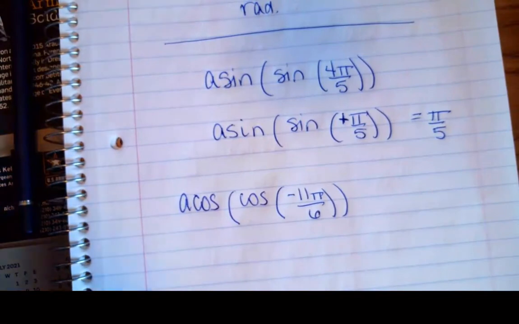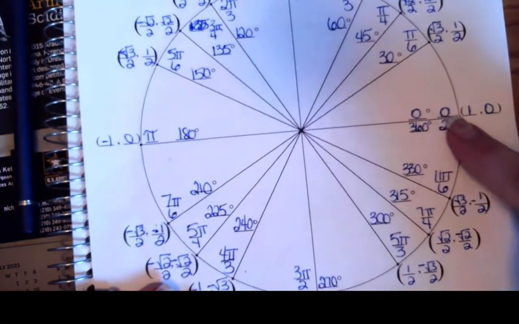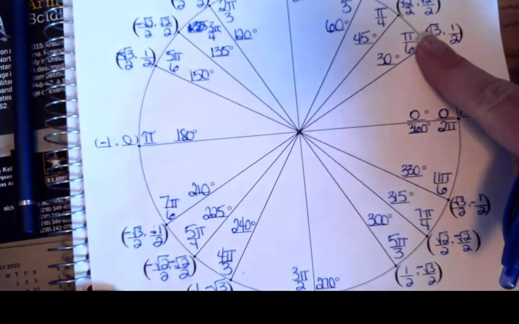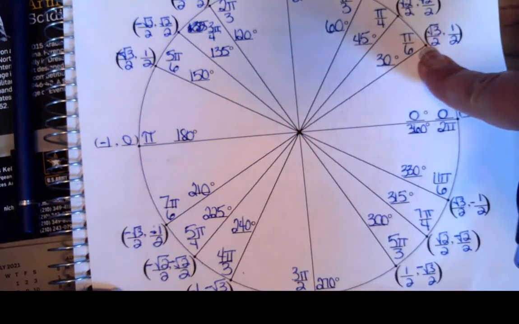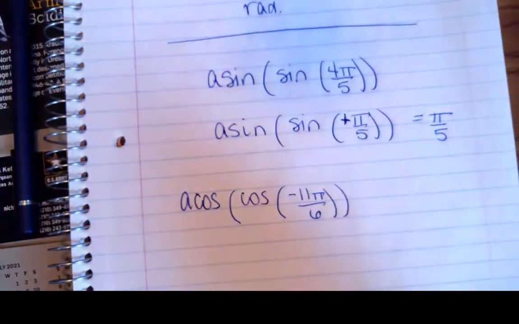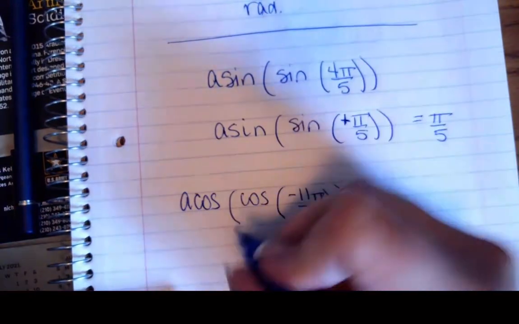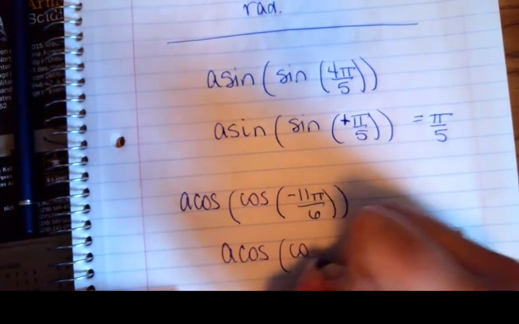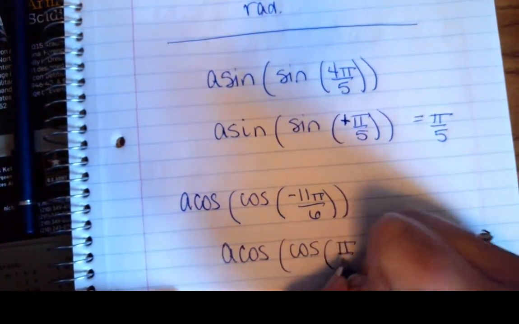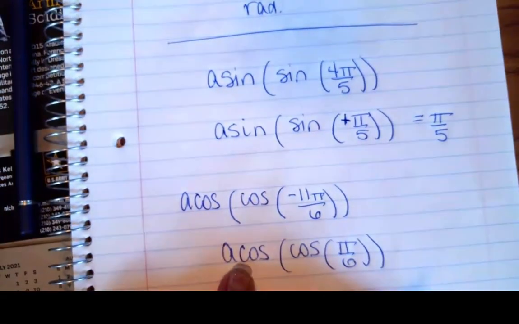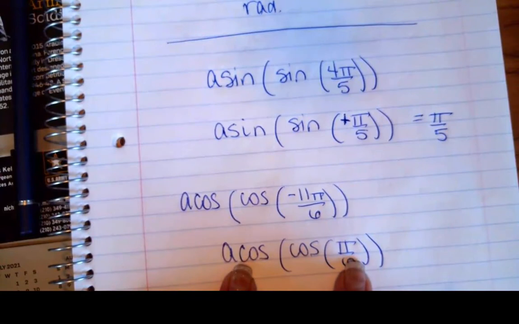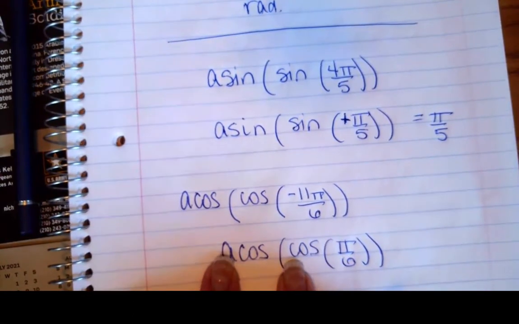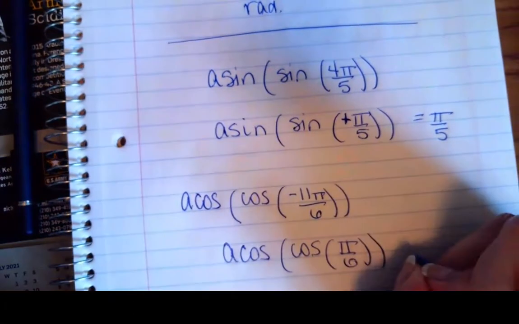If I look at my unit circle, I'm going to start here and rip back 11 pi over 6, which means I'm actually going to be coterminal with pi over 6. So I can rewrite this as the arc cosine of the cosine of pi over 6. Now that arc cosine can affiliate with this and get the same angle measure, these two things undo each other, and my answer is pi over 6.